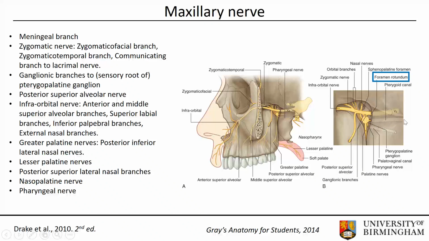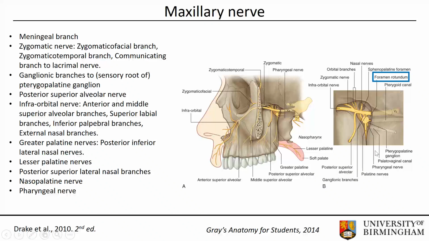So while passing through the pterygopalatine fossa, which is this space here, the maxillary nerve gives off the zygomatic nerve, that one there, the posterior superior alveolar nerve here, and two ganglionic branches, which originate from its inferior surface and pass through the pterygopalatine ganglion, this one here, and we will have a look at these nerves a bit later.